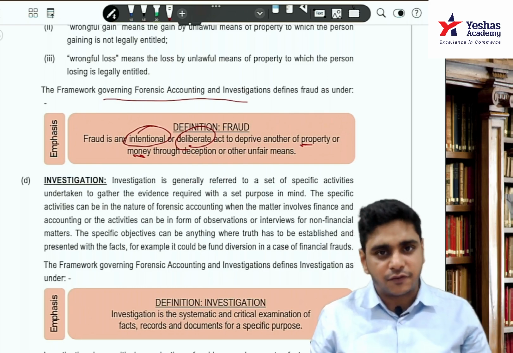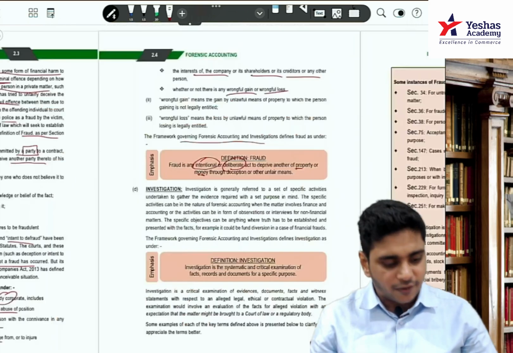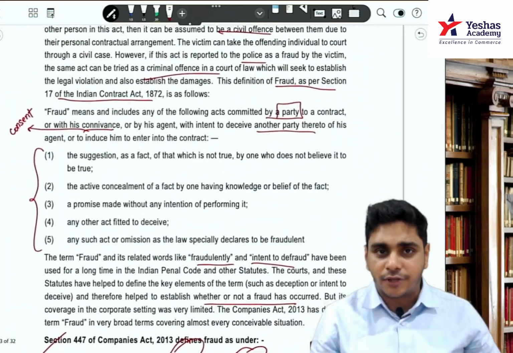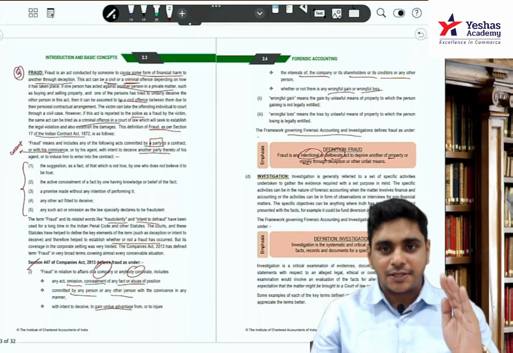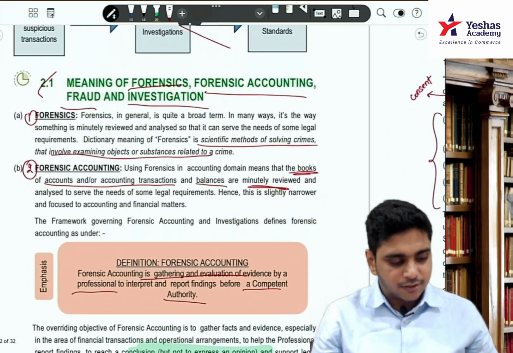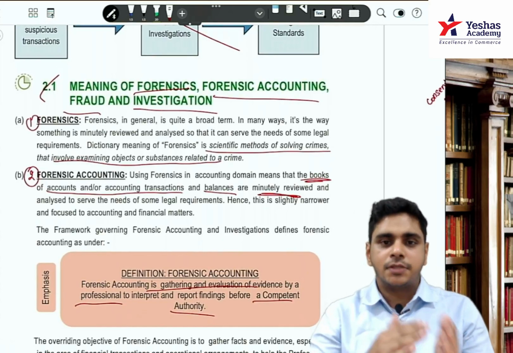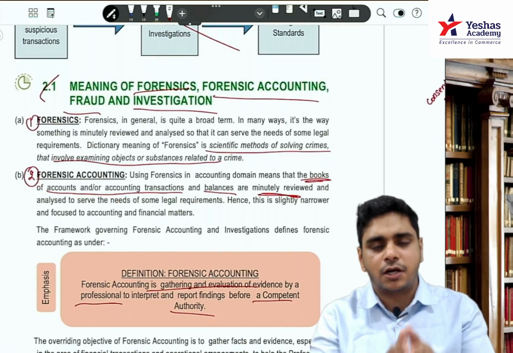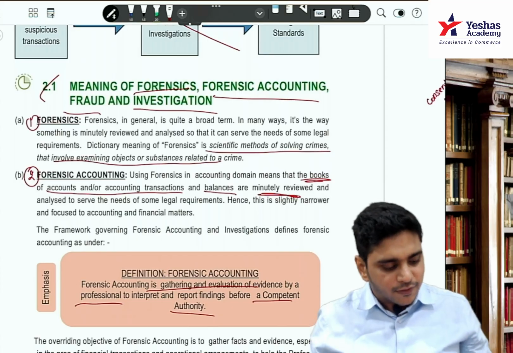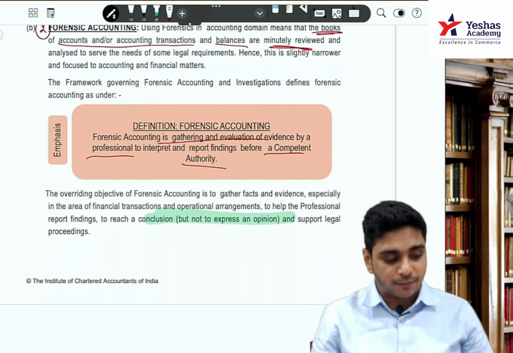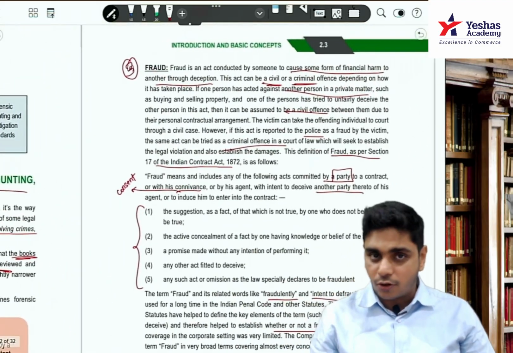Okay, as per the different framework. So this is Forensic framework. Below this was section 447. Here it was Indian Contract Act. So forensics basically means you will be reviewing scientifically to solve the crimes. Forensic accounting basically means related to books of accounts, transactions, accounting record. Fraud basically means a wrongful act, intentional wrongful act to deceive somebody. That means to cheat somebody, either for a wrongful gain or a wrongful loss.